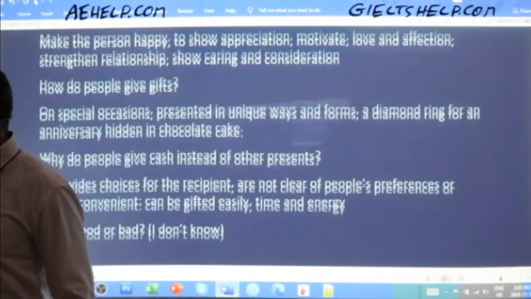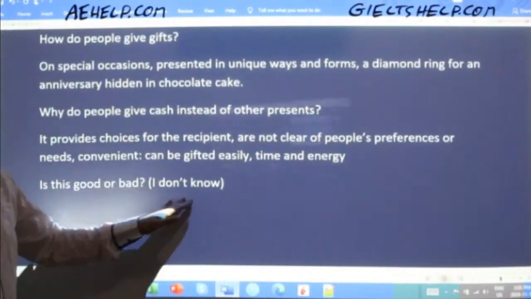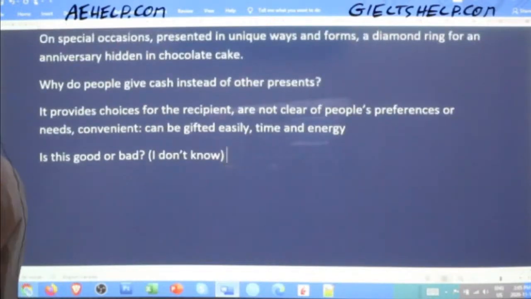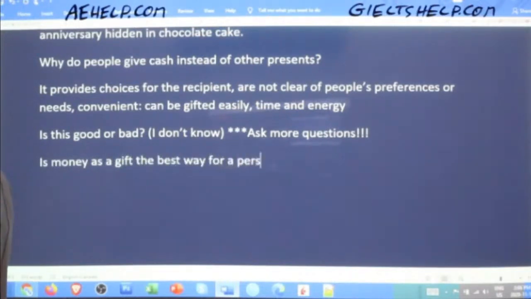Now, let me ask you this question then. Remember I said, I don't know if it's good or bad, right? So if I don't know, this is what you do: ask more questions. So I ask the question, is money as a gift the best way for a person to feel that I am thinking about them?